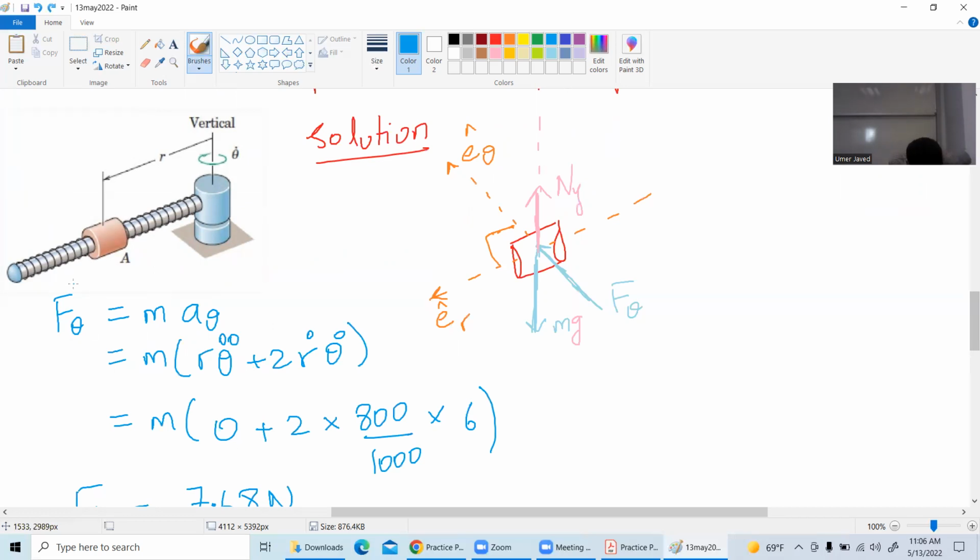Summation of Fy equal to 0, so I have positive Ny minus Mg equal to 0, and Ny comes out to be 7.848, right?